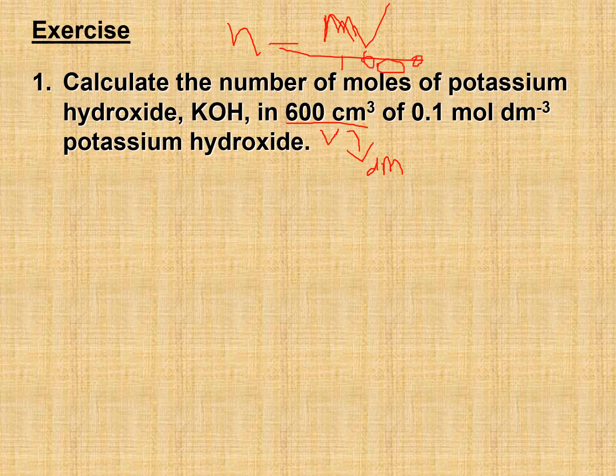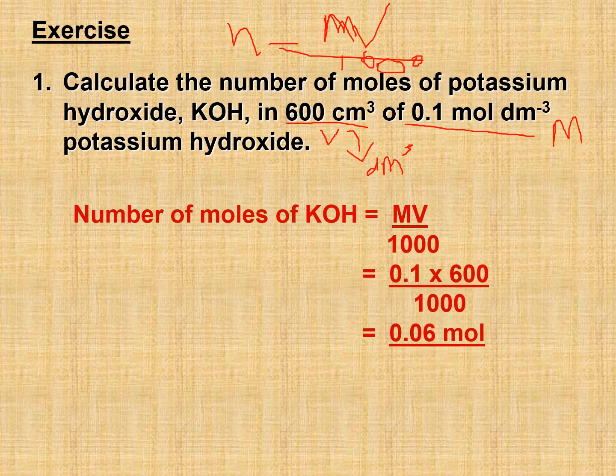Okay, so 0.1 mole per dm cube is the molarity. So you have M, you have V. So just put the value inside the formula. Okay, this is the way how you calculate it. And you will get 0.06 mole as your final answer. Okay, one step calculation, 1 mark.